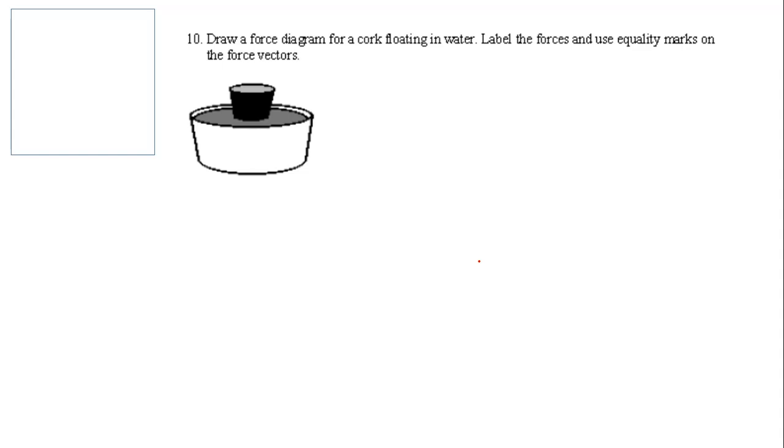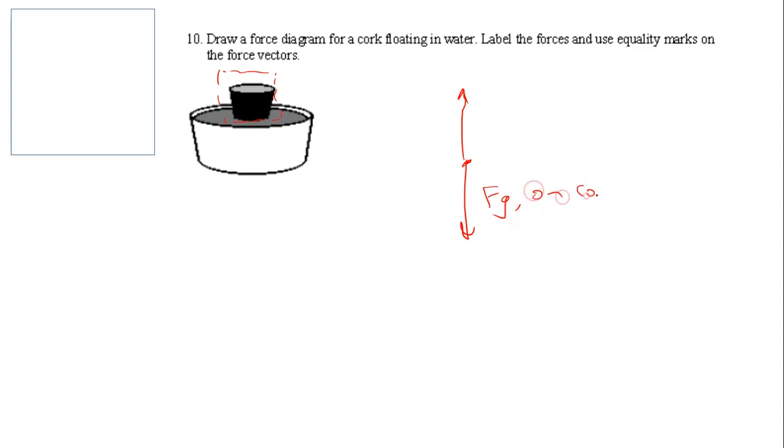Right, the last ones are extension questions. They're optional. So I'm just going to go through them. You didn't need to do them, but here are the answers. A cork's floating in the water. It's pretty easy, but it's just about using our labels.